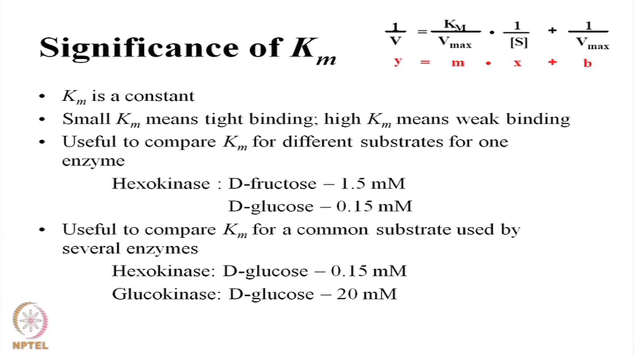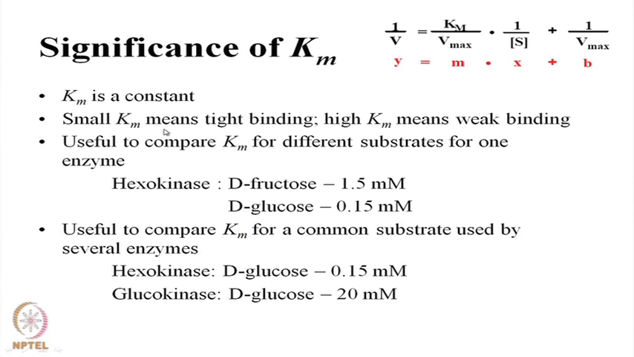Now, we have dealt with Michaelis-Menten kinetics, where we talked about Km, that is the Michaelis constant. If the Michaelis-Menten equation is written in this form, 1 by V is equal to Km by Vmax into 1 by S, where S is substrate concentration, plus 1 by Vmax, then this is m, this is x, this is c, and this is y. Km is a constant, called the Michaelis constant.